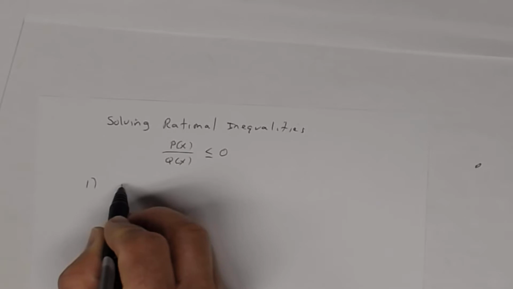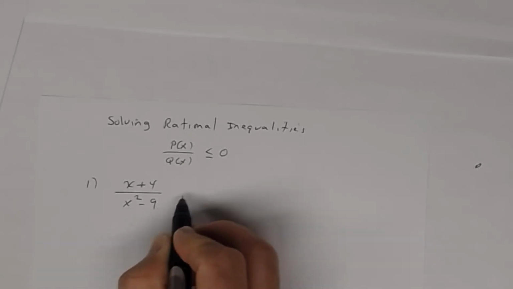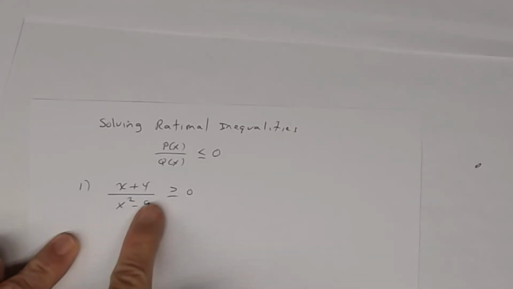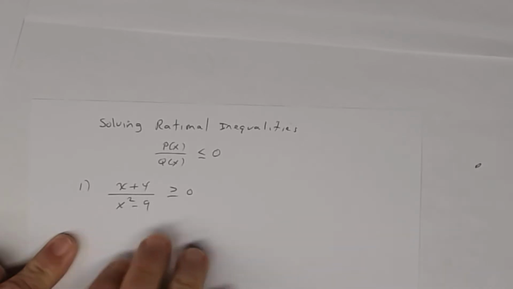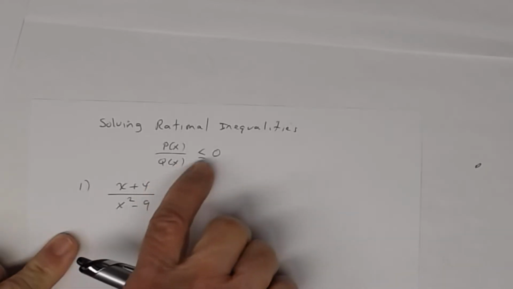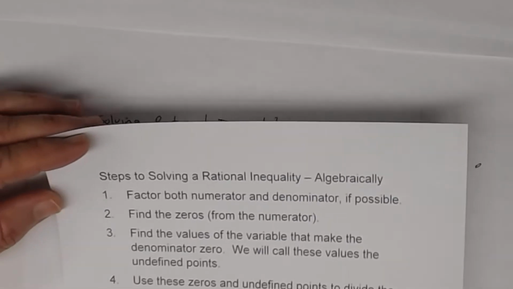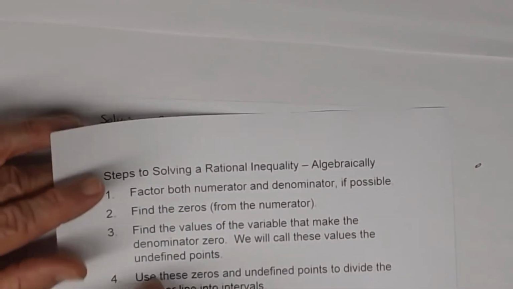In the first example, we have x plus 4 divided by x squared minus 9 is greater than or equal to 0. Now when solving a rational inequality, you do want 0 on the other side. In all our problems, even in the previous 2 lessons, you had 0 in each case. As you go through the process, remember the first thing you want to do is factor both numerator and denominator if possible.